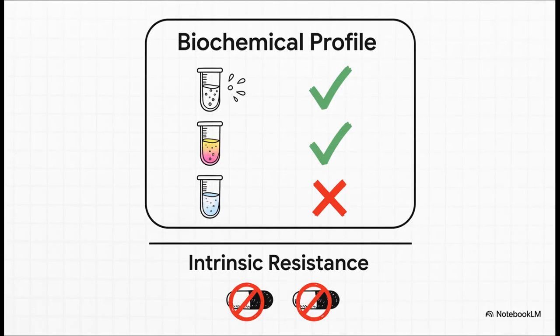This is why you've got to look at the whole picture, the full biochemical profile. It's consistently catalase and urease positive and indole negative. It's an obligate aerobe. And right out of the gate, it shows off a pretty tough intrinsic resistance pattern. It's naturally resistant to aminoglycosides and polymyxins, which already starts limiting our treatment options before we've even started.